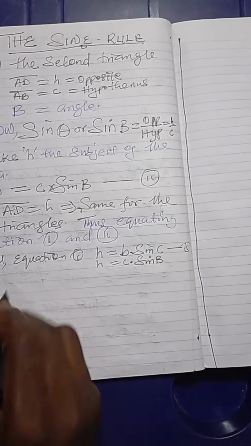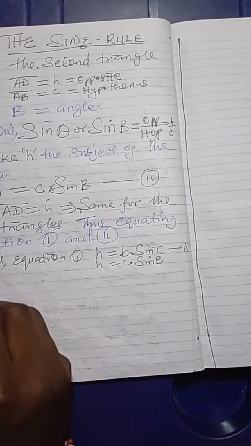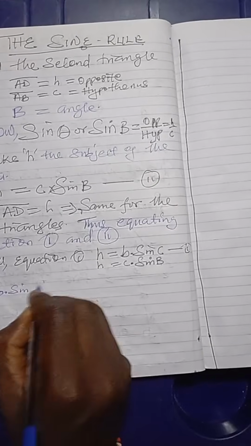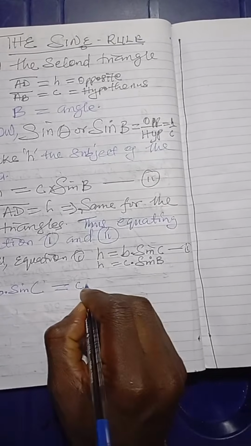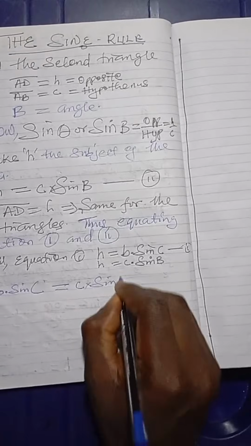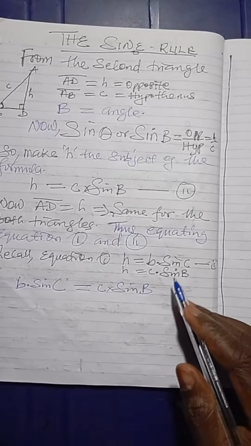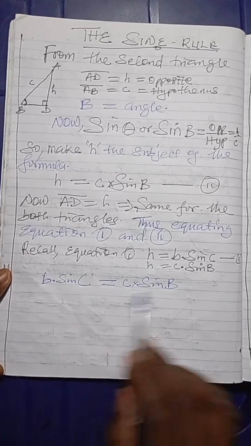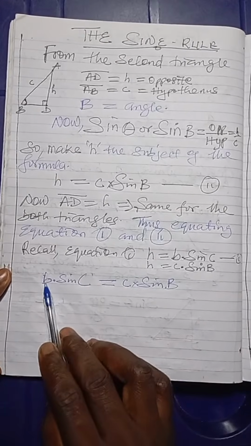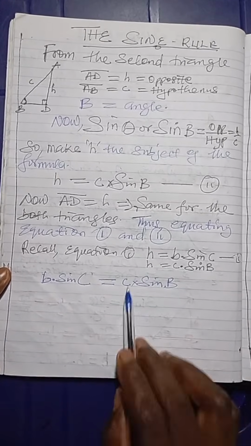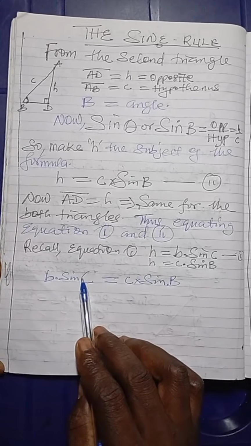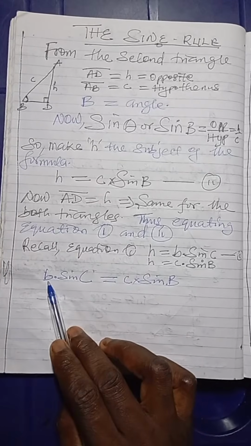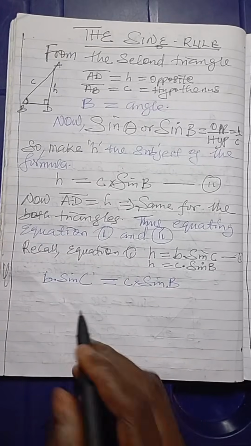So when we equate it, we'll have B multiplied by sine big C is equal to C multiplied by sine big B. Please be very careful when dealing with the letters. You can see how I'm using it appropriately. Small letter and the capital letter, small letter and the capital letter. Because, as I said, capital letters are for angles, whereas small letters are meant for the sides.